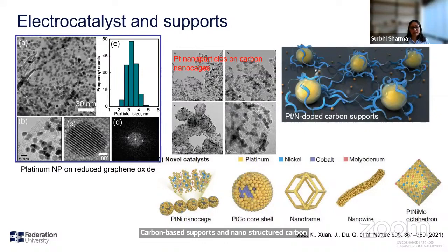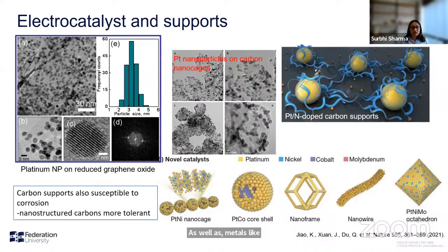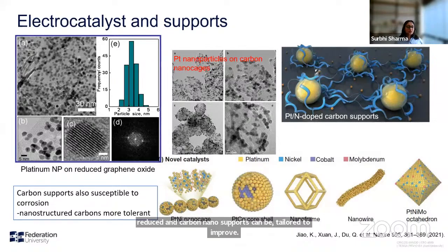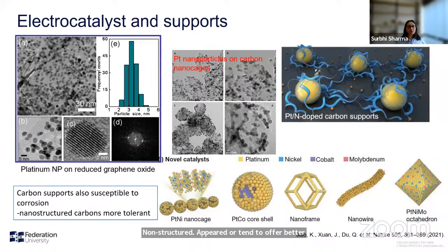As well as metals like tungsten that have their distinct advantages. Even within this sort of a system, carbon-based supports are susceptible to corrosion. They bring their own challenges with them. But the use of nanostructured metallic catalyst means that the cost is significantly reduced, and carbon nano supports can be tailored to improve further. Nanostructured carbons tend to offer better tolerance towards corrosion compared to bulk carbon or mesoporous carbons to some extent. And that's still ongoing work in the international community.